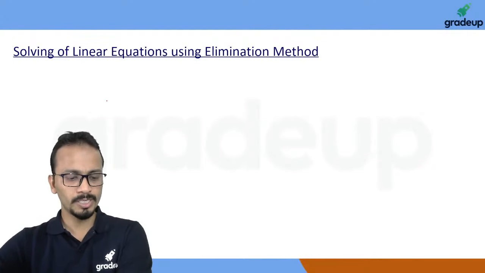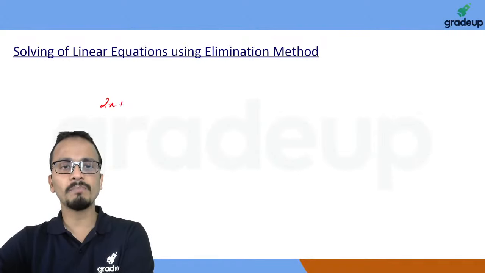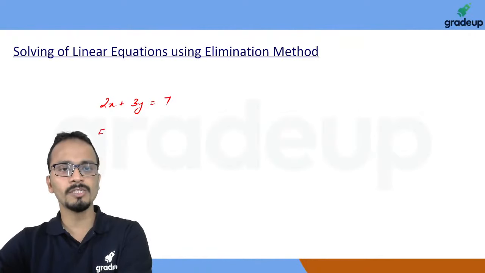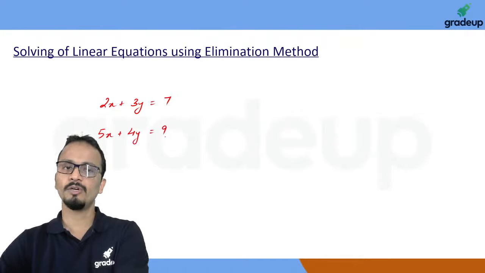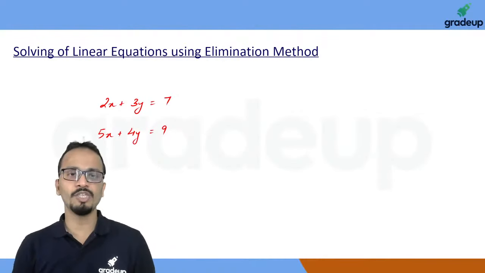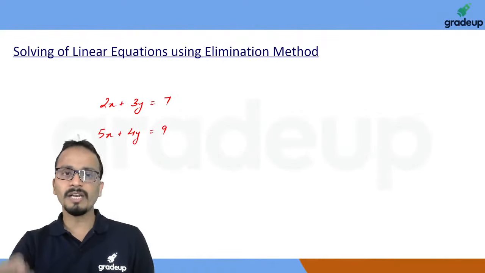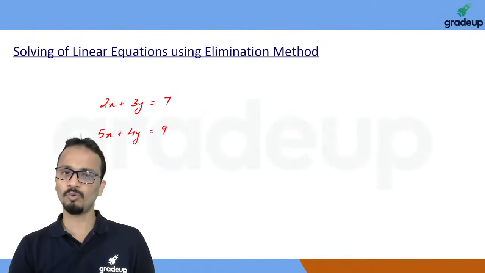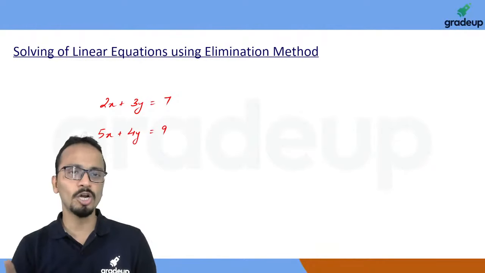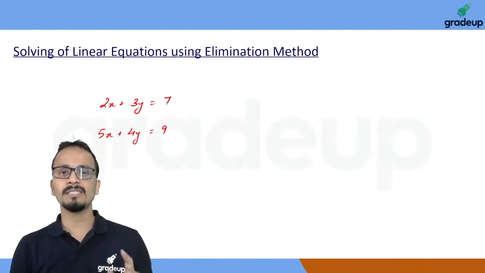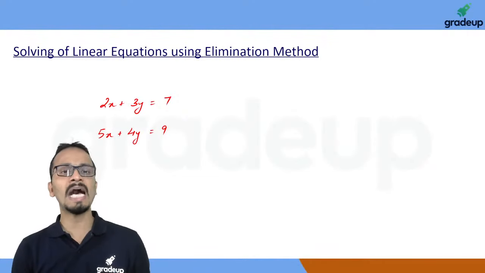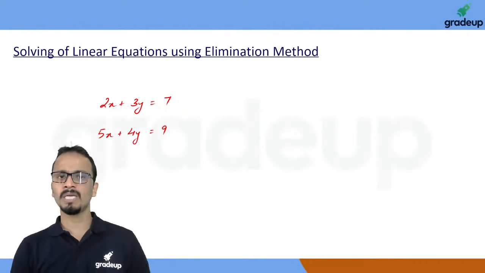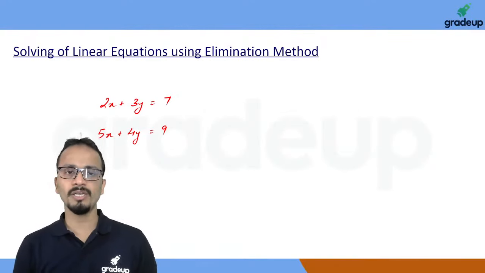Let's say the equation is 2x plus 3y equals 7, and another equation is 5x plus 4y equals 9. Now these are the two equations that are given to us. If you check the ratios, the first ratio is 2 upon 5, the second ratio is 3 upon 4. Since these two ratios are not equal, I can say that this system of equations will have a unique solution. Now let's find this unique solution.